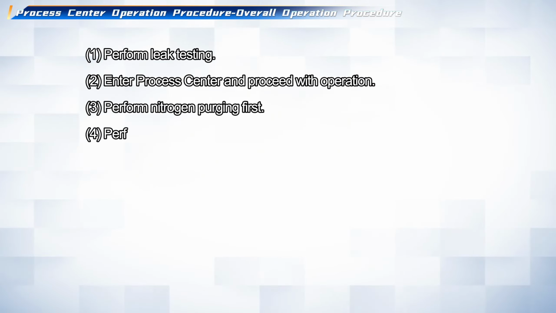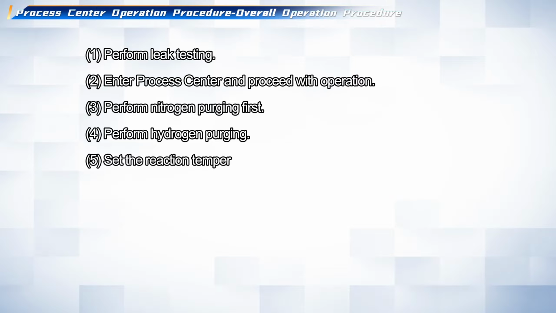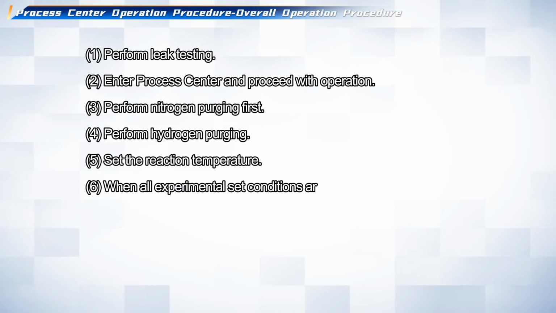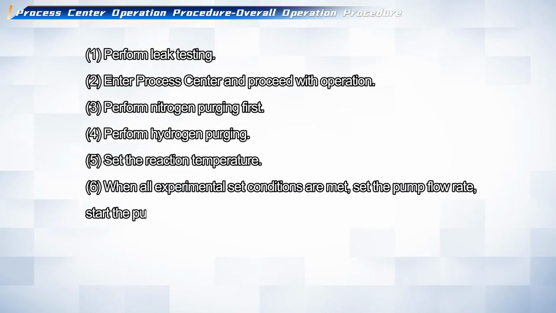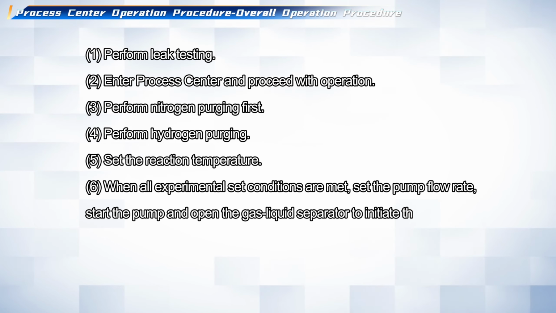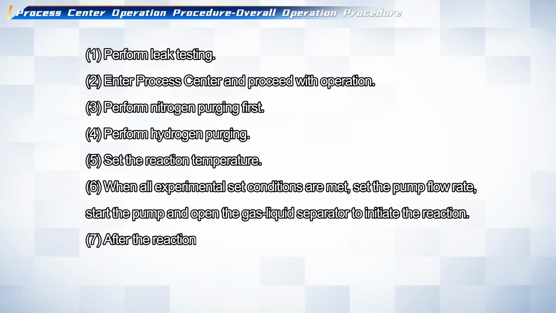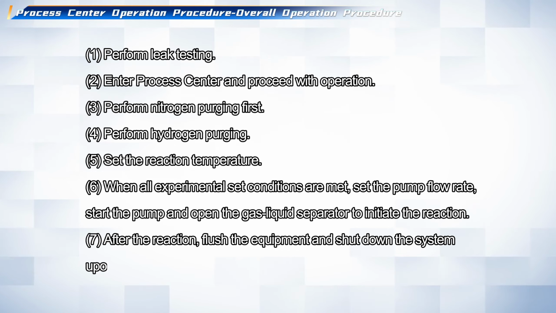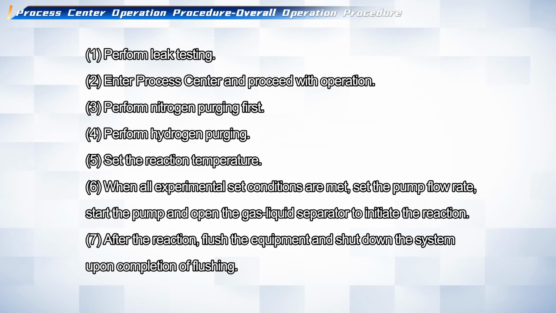2. Enter process center and proceed with operation. 3. Perform nitrogen purging first. 4. Perform hydrogen purging. 5. Set the reaction temperature. 6. When all experimental set conditions are met, set the pump flow rate. Start the pump and open the gas liquid separator to initiate the reaction. 7. After the reaction, flush the equipment and shut down the system.